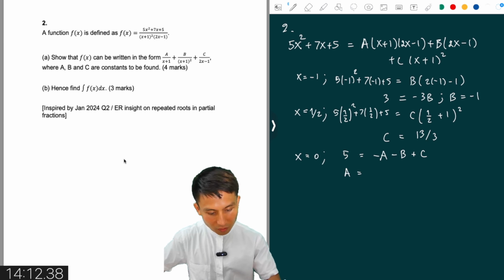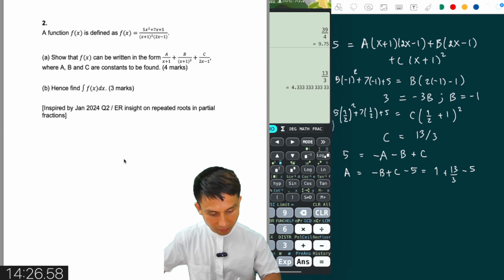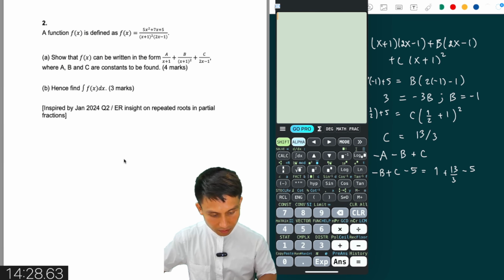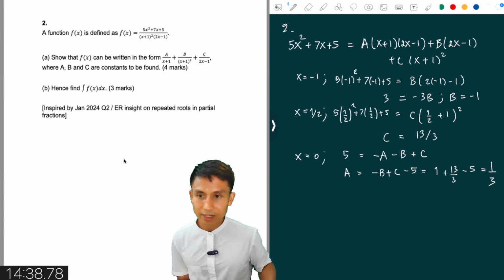So a equals minus b plus c minus 5, which is equal to, b is minus 1, so minus b is 1, c is 13 over 3, and then minus 5, all right? So 1 plus 13 over 3 minus 5. Okay, so it's a third. Not that bad. So a is a third.